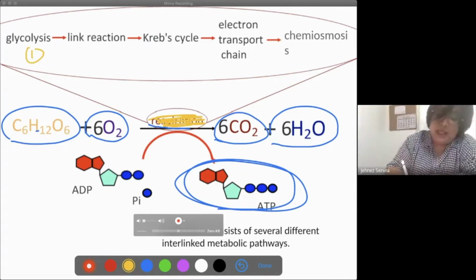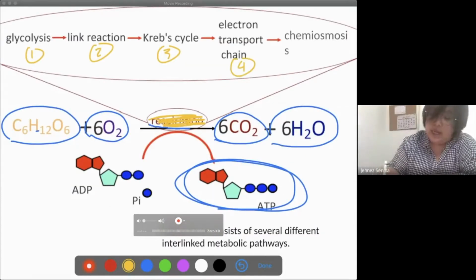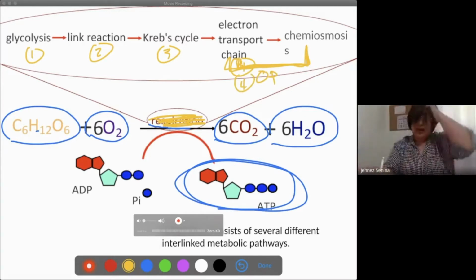All right. So here are the different steps: glycolysis, link, Krebs, ETC. Actually, ETC and chemiosmosis together, in your book, this is oxidative phosphorylation. So we're going to talk about 4 things. All right, here we go.